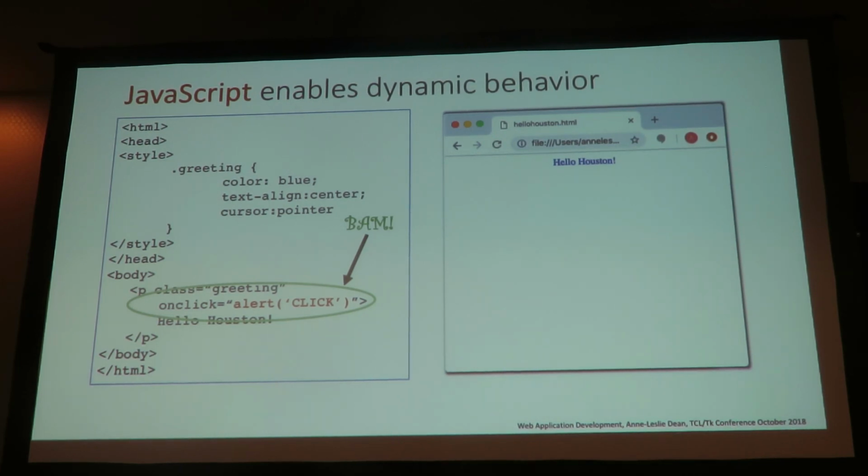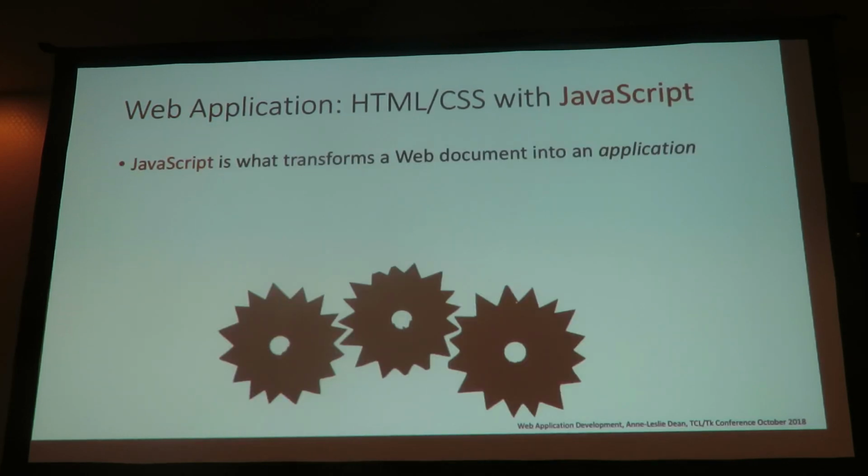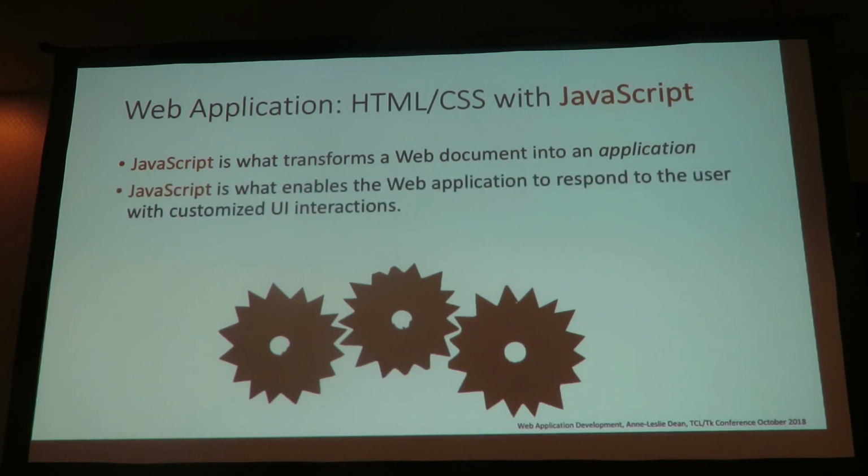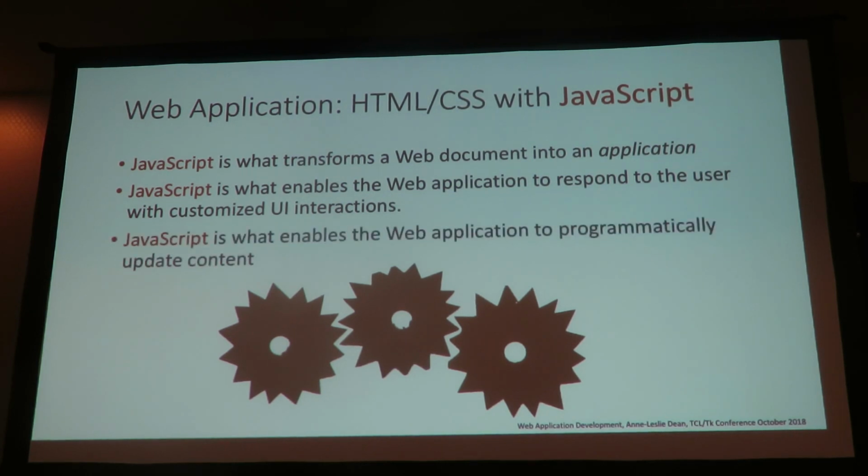And so that's why my talk is talking about JavaScript, because really any web page you deal with in modern web applications has JavaScript in it. If it doesn't, it probably doesn't do much. And we all want it to do something. So JavaScript is what transforms a web document into a web application. It enables the web application to respond to the user with customized UI interactions, and it enables the web application to programmatically update content.